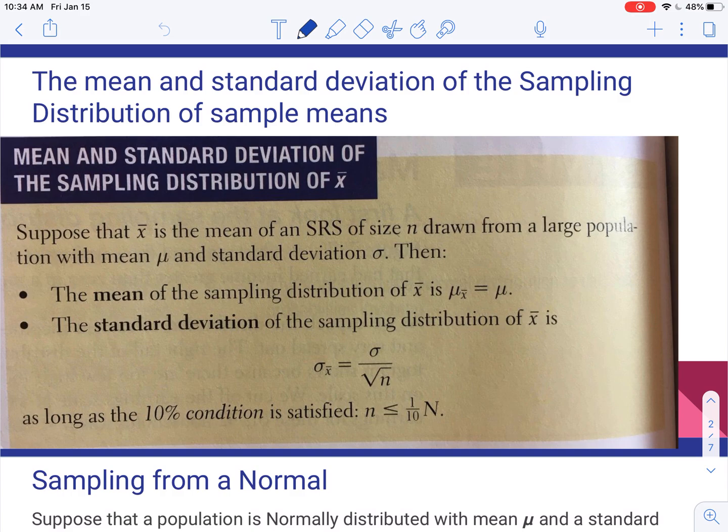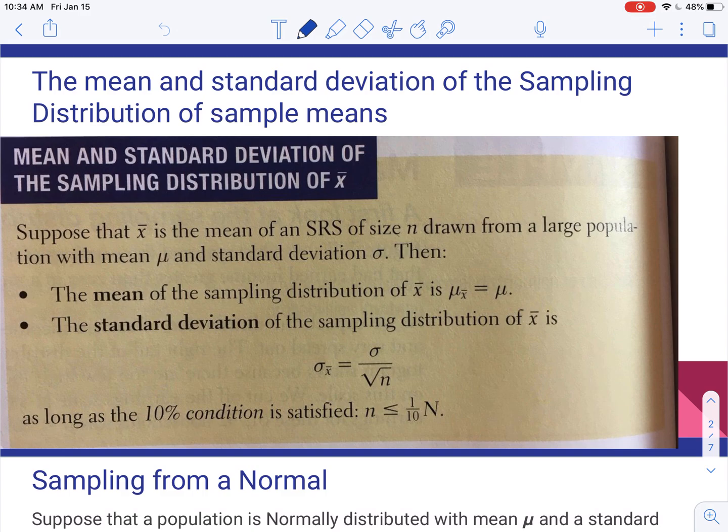The standard deviation of the sampling distribution is the standard deviation of the population divided by the square root of the sample size. So it will change based off the size of the sample. Same thing we've been seeing: the larger the sample, the less variability. Because we have less variability between our samples, we would expect our standard deviation to shrink when we have a larger sample size.